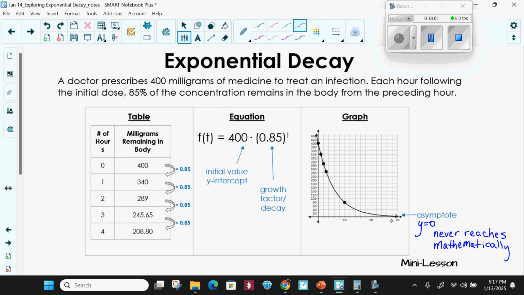Okay, so using your Desmos, you should have seen this graph here because you typed in this equation, and you could see that it never goes to zero. You can actually zoom in on Desmos and see that it never quite reaches there.